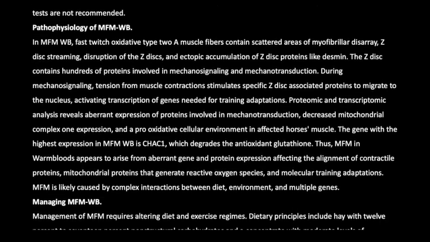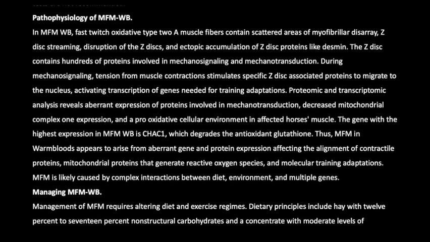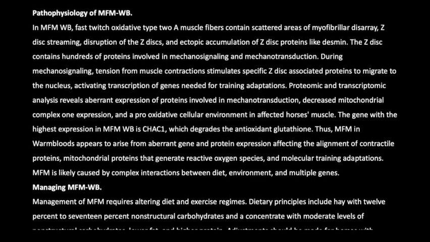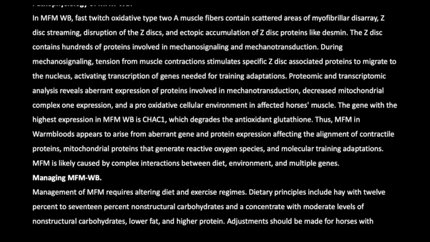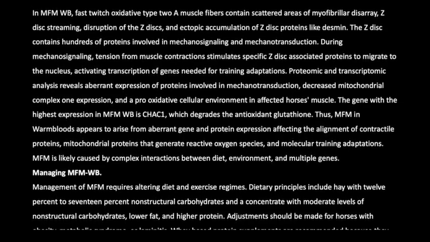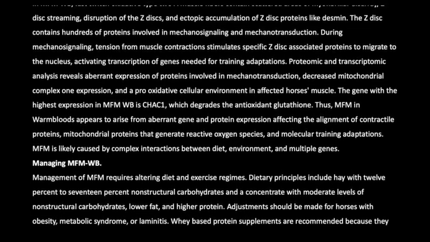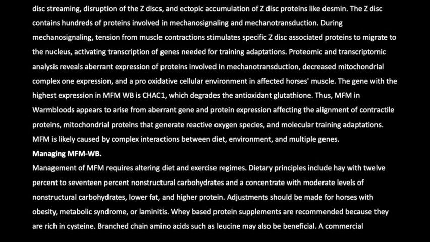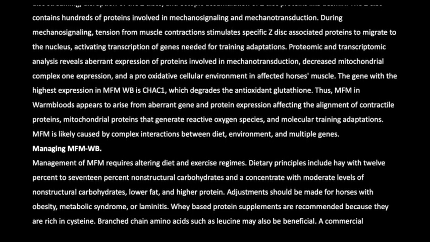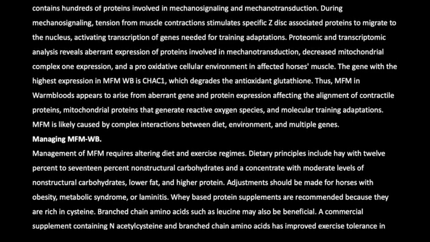The gene with the highest expression in MFM-WB is CHAC1, which degrades the antioxidant glutathione. Thus, MFM in Warmbloods appears to arise from aberrant gene and protein expression affecting the alignment of contractile proteins, mitochondrial proteins that generate reactive oxygen species, and molecular training adaptations. MFM is likely caused by complex interactions between diet, environment, and multiple genes.